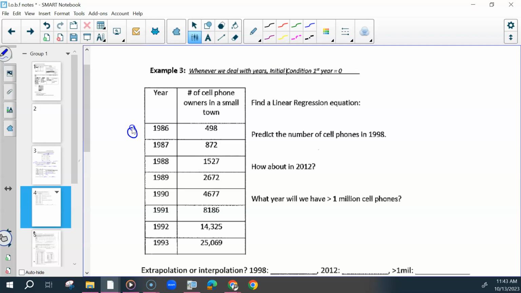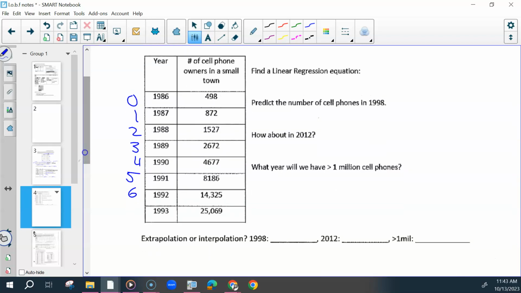So from 1986 to 87, how many years have passed? 1. From 86 to 88, how many years have passed? 2. 86 to 89, 3. 86 to 90, 86 to 91, 86 to 92, and 86 to 93. Now, sometimes you can assume that it's just going to go in order. Sometimes that is not the case. You have to be very careful.